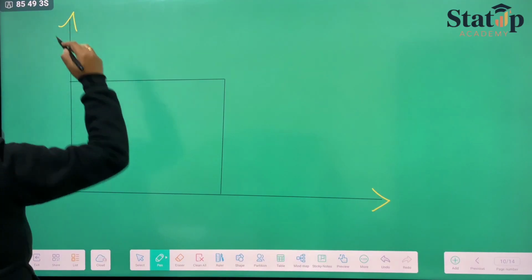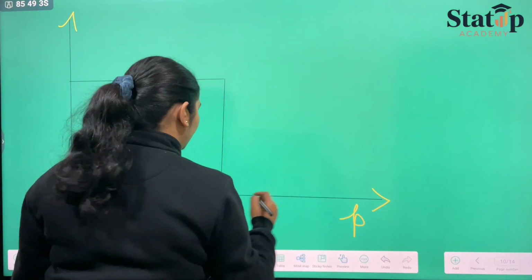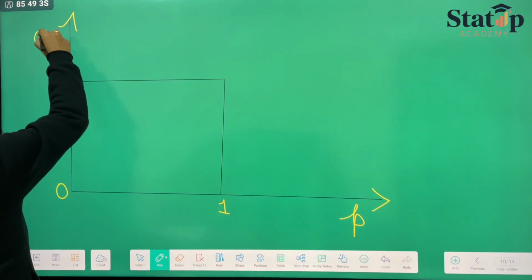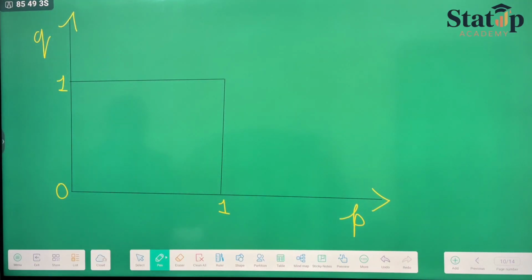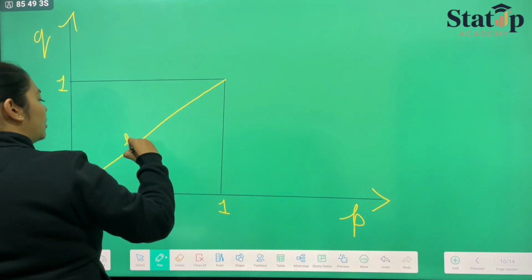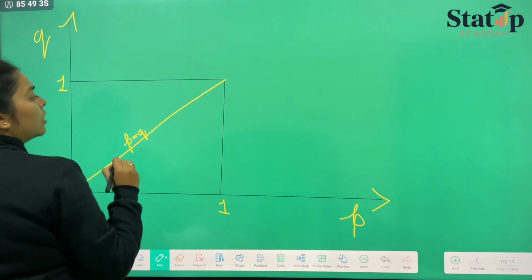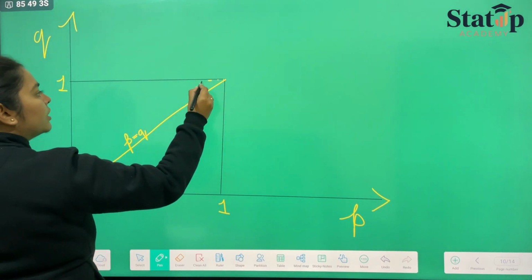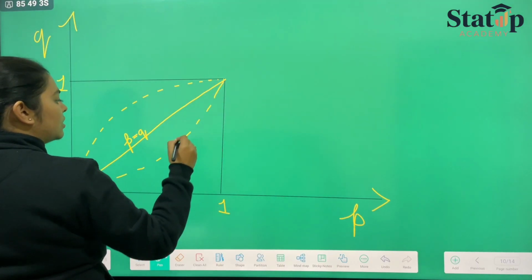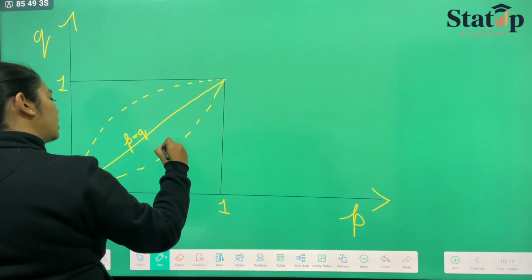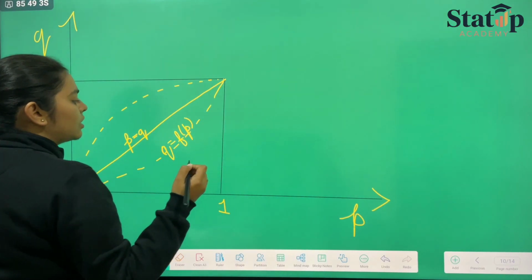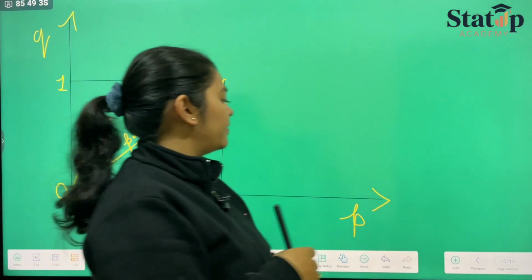If I may draw it, here it was P, here it is 1, here it is 1, here it is 0, and here it represents Q, the income and the number of individuals. Now we know that this was the line of determination or line of equal distribution. And we may draw another curve which is represented by this. This curve is nothing but Q equals Fp, which is this function only.